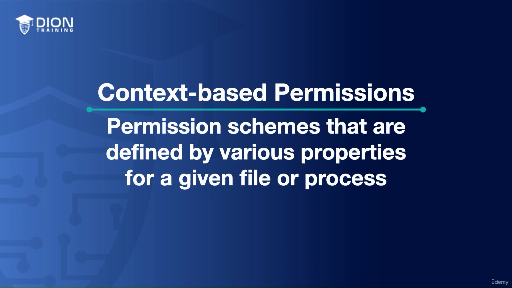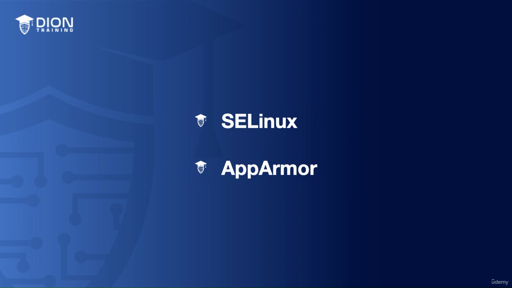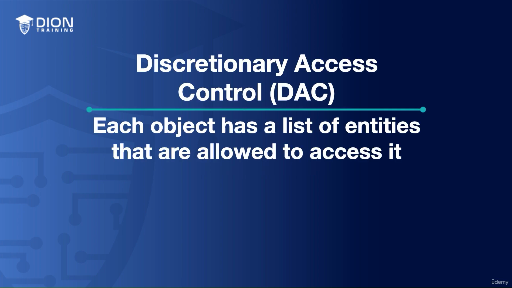Now, in Linux, there are two main context-based permission schemes that are available, namely SELinux and AppArmor. And both of these context-based permission schemes leverage MAC to do their work. Now, this differs from the default scheme inside of Linux, which is known as DAC, or Discretionary Access Control. In DAC, each object has a list of entities that are allowed to access it, whether these are systems, processes, files, or users, and the person who controls that is actually the object owner. They can make those changes directly using things like chown or chmod, depending on whether you want to change ownership or permissions, and you can do that in a discretionary manner.